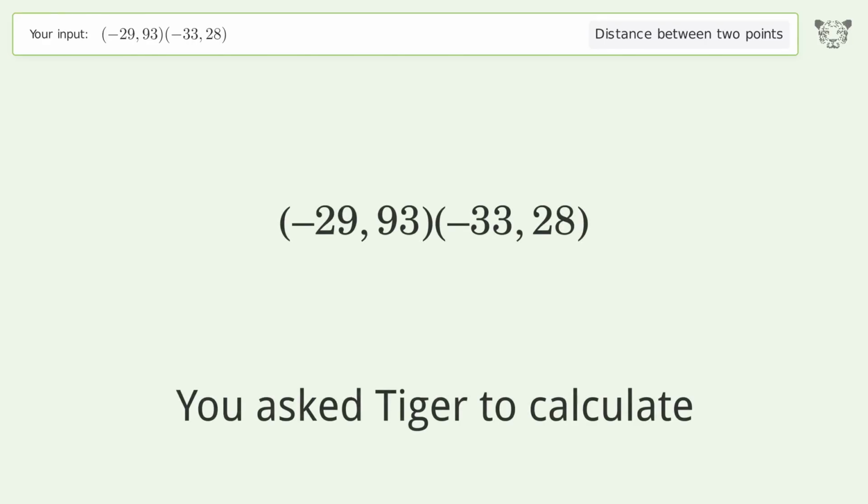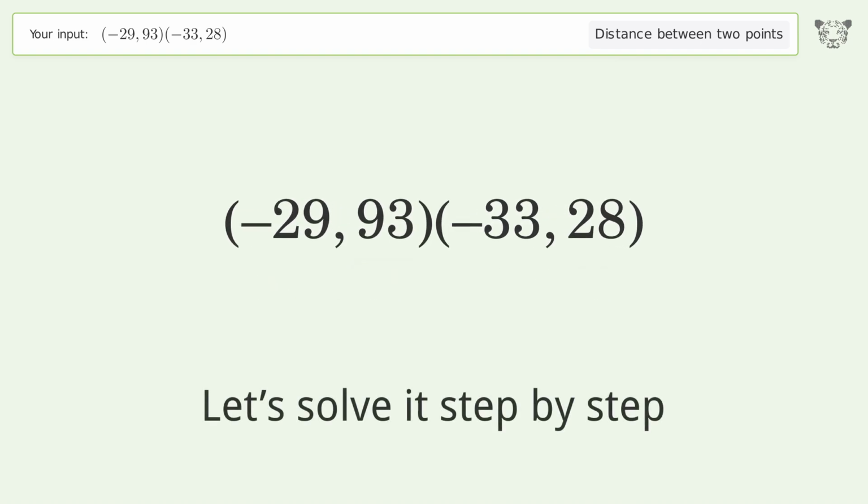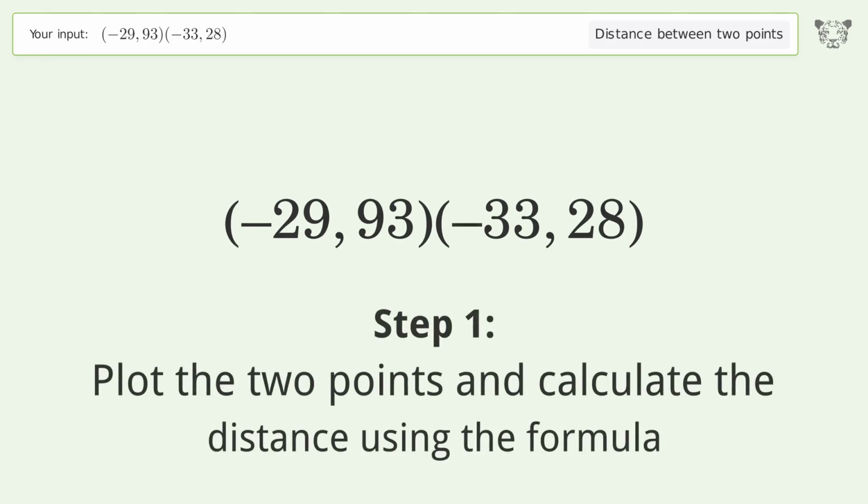You ask Tiger to calculate. This deals with the distance between 2 points. The distance between the 2 points is the square root of 4,241, or 65.123. Let's solve it step by step. Plot the 2 points and calculate the distance using the formula.